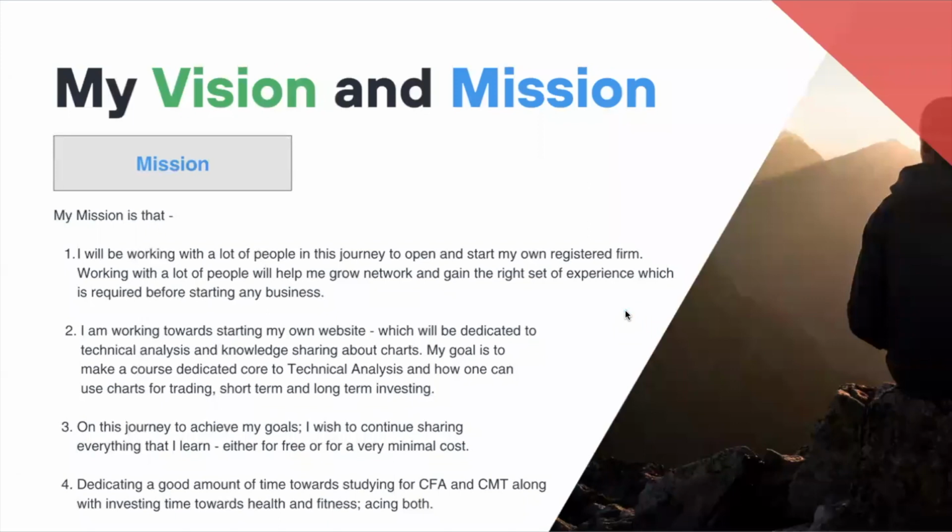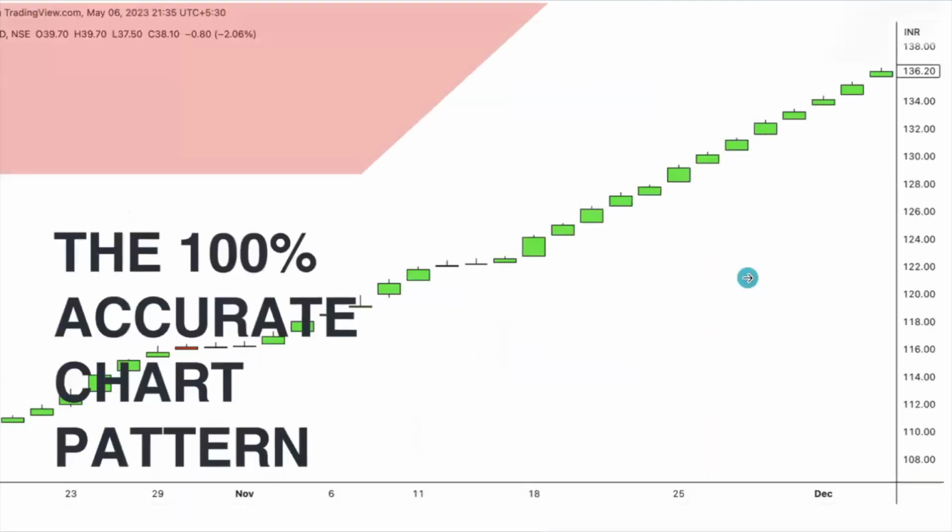On this journey to achieve my goals, I wish to continue sharing everything that I learn with everyone, either for free or for a very minimal cost. Dedicating a good amount of time towards studying CFA and CMT, along with investing time towards my health and fitness, is also one of my missions. So this was just my mission and my vision.